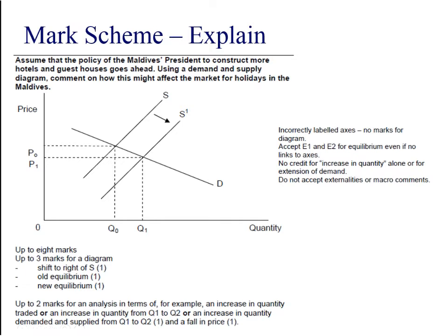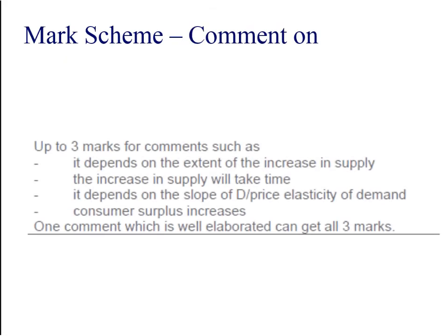So you're getting some extra marks there. But how do you get those comment on marks? Because that's only actually going to take you up to 5 marks, so there's still 3 marks available for the comment on. Well, here's the mark scheme for comment on. So up to 3 marks, so you're kind of sort of disagreeing with yourself of what you've just said, you know, that the quantity is going to increase and the price is going to drop.